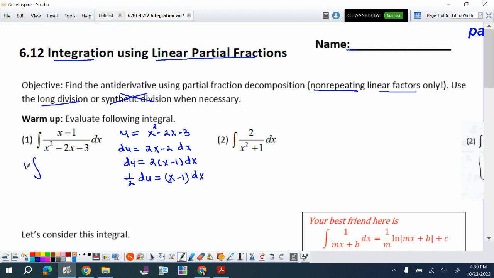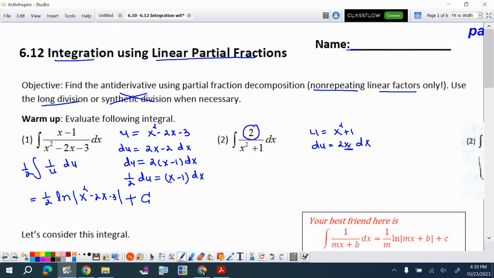So let's rewrite the entire integral. And this is 1/2 ln|x squared minus 2x minus 3|, and don't forget C. So this is a review of u substitution. It works very well. Let's consider another one here. You cannot factor x squared plus 1 and 2. So let's check if u substitution works or not. du is equal to 2x dx. Clearly you have only x here, and you would need a 2 here. So u substitution does not work.